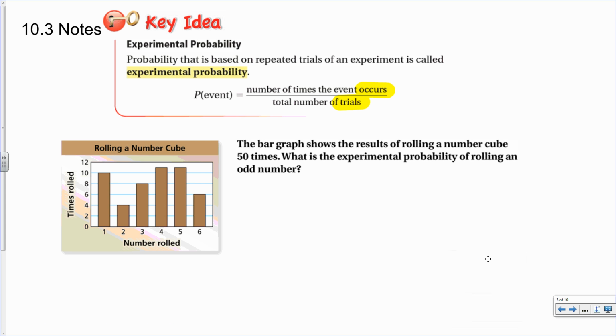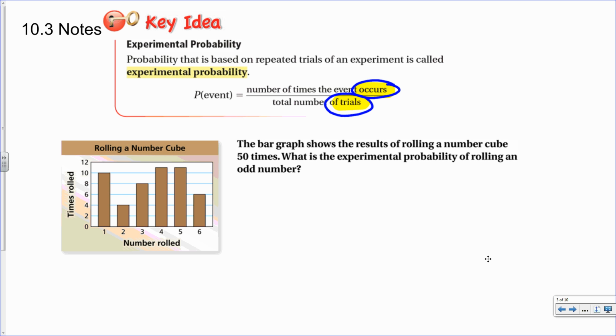We're now going to look at notes for section 10.3 and talk about experimental probability. Experimental probability means you actually do the experiment. So probability that is based on repeated trials of an experiment is called experimental probability. And you put the number of times the event actually occurs over the total number of trials.